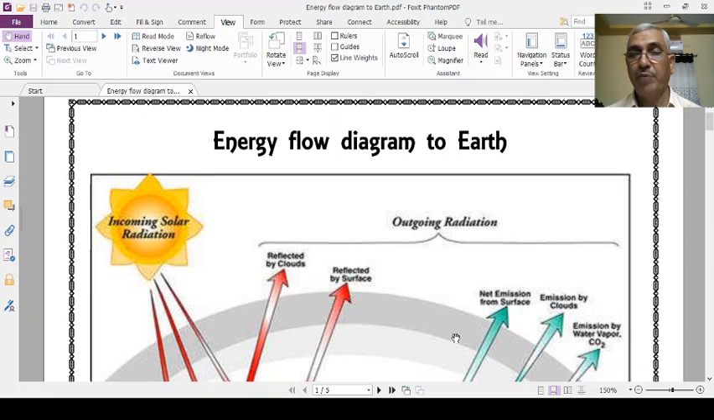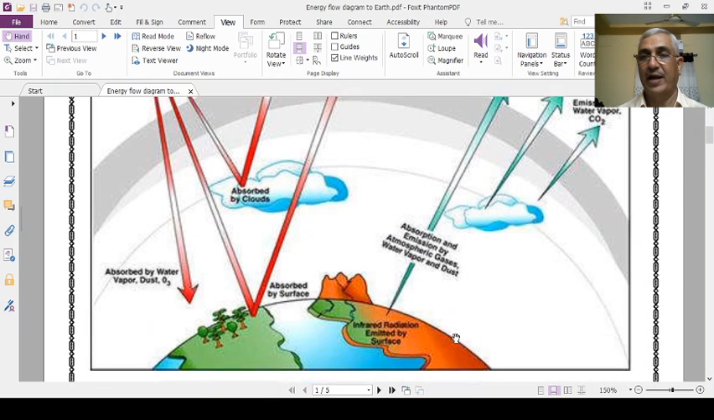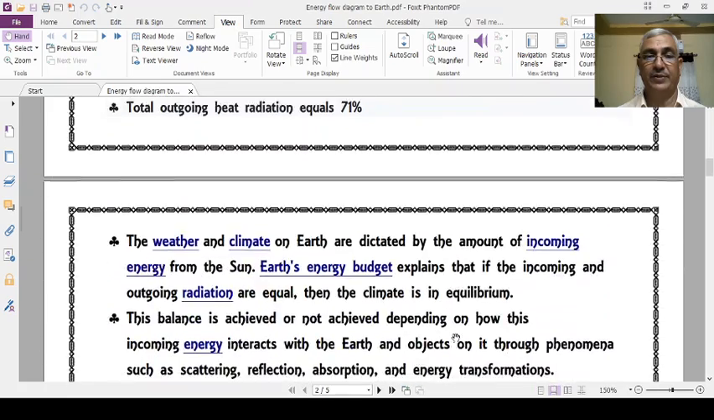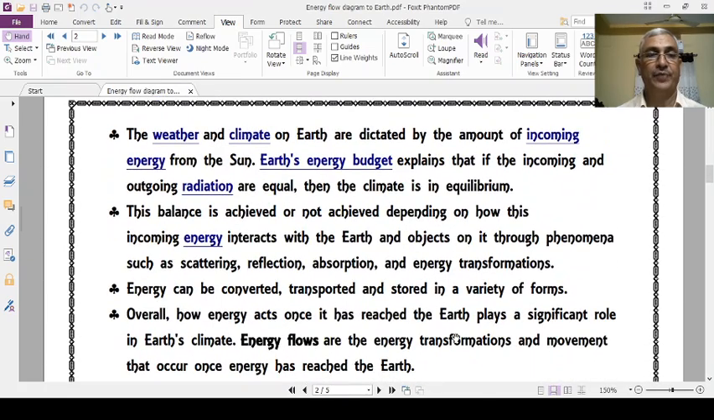What is the main aim? The quantity of the incoming radiation and the quantity of outgoing radiation, how these two are balanced, and in which way they go towards the earth and go away from the earth. These things are well explained as far as this particular topic is concerned. That is what is known as the energy flow diagram.